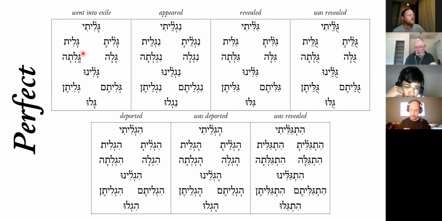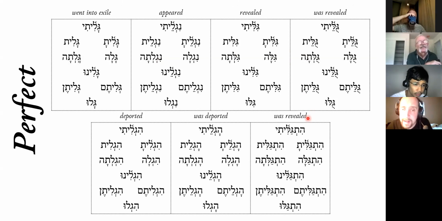All right. So the same thing happens with the feminine. Galit, Niglet, Gilit, Gulet, Higlit, Huglet, and Hitgalit. What happens here, Jonathan, with the 3FS in each form?